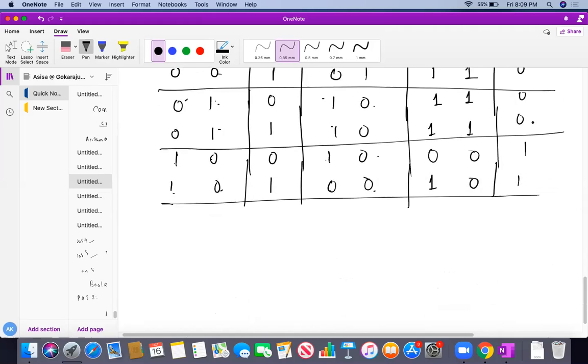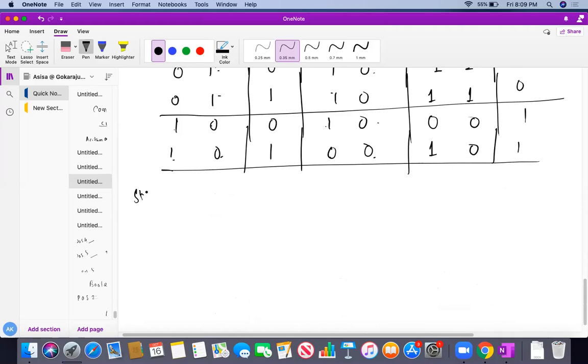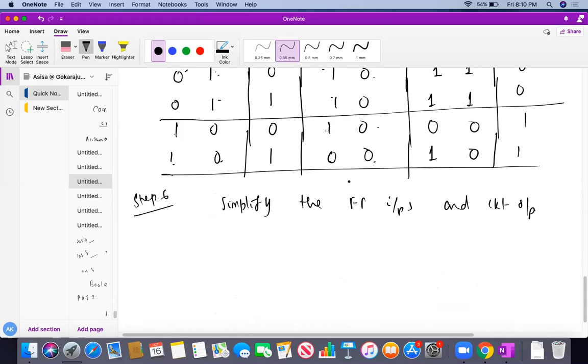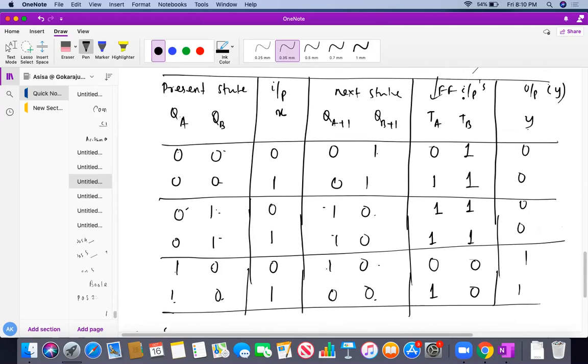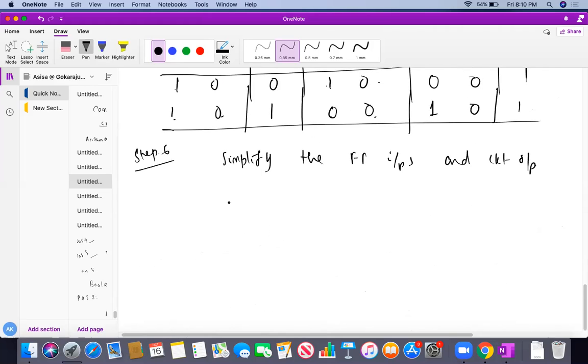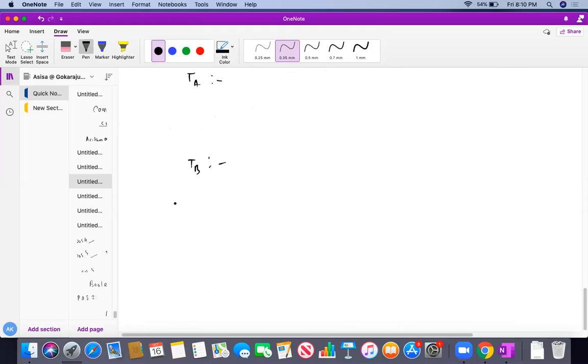So after that, what is my step 6? This is my step 5. Now step 6 is you need to simplify the flip-flop inputs and the circuit output. So what is my inputs here? TA, TB is my inputs. So you have to simplify for TA, you have to simplify for TB, you have to simplify for output circuit Y.